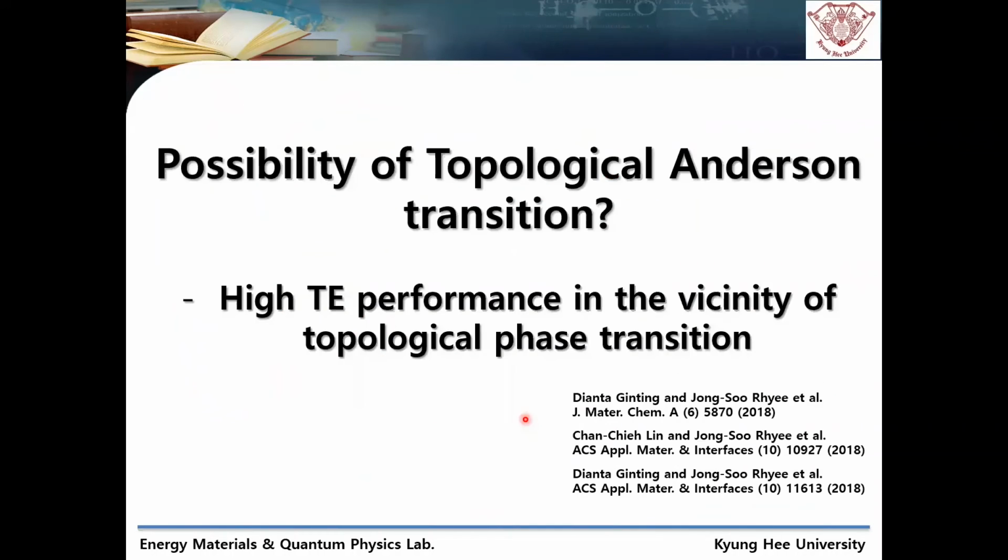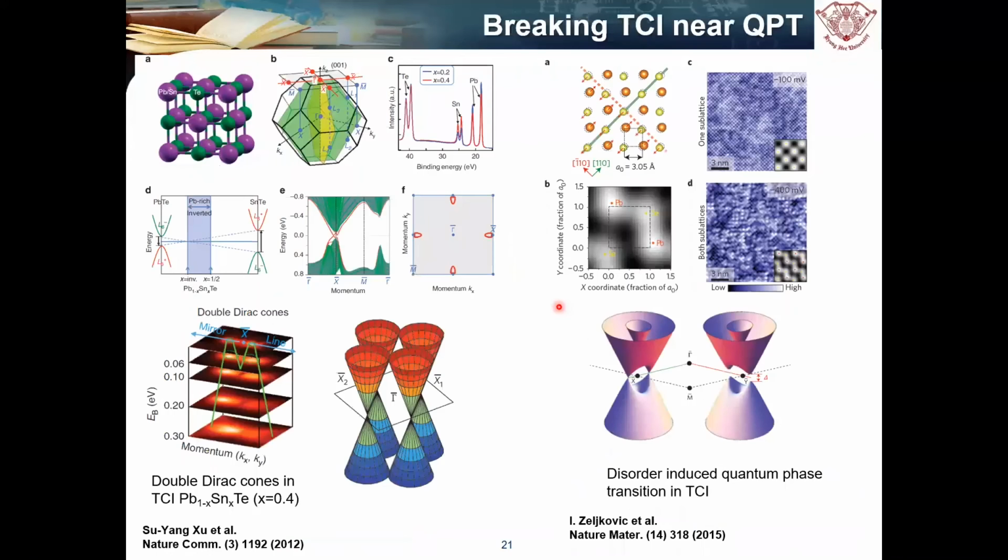And also, the next topic is the topological Anderson transition, but time is limited, so I will briefly introduce this concept. Basically, a topological material has a linear band dispersion like this, and the linear band dispersion gives rise to high mobility of charge carriers because it follows the relativistic Dirac equation.